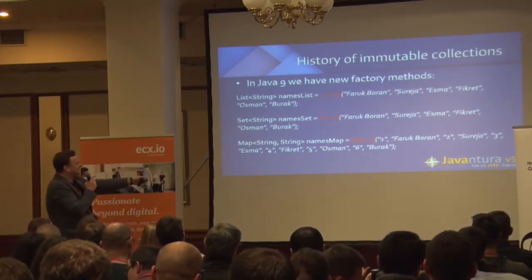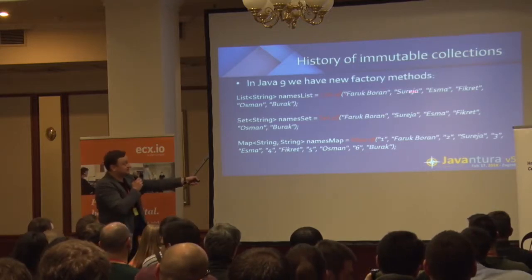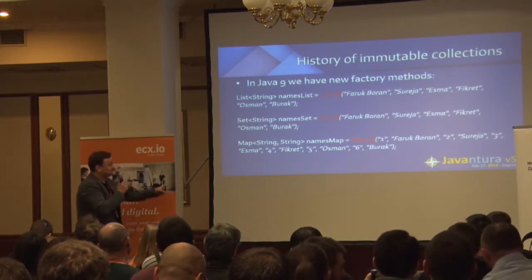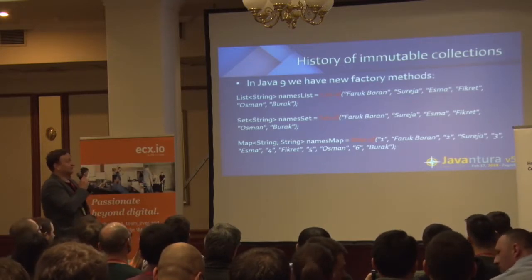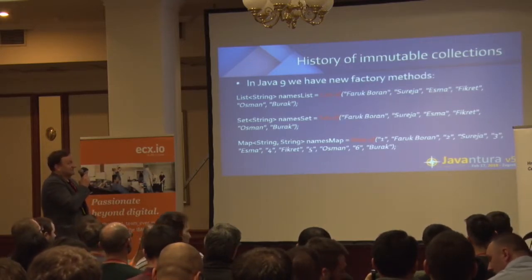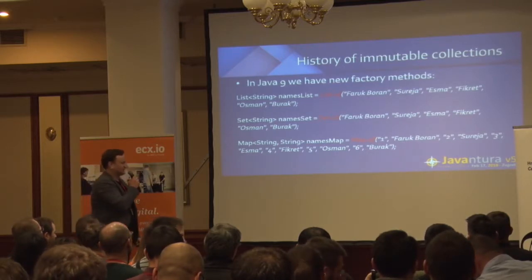But the main thing here is it's shorter. You just list all the strings within the List.of method, and there you are. You get the list that cannot be modified and is immutable.